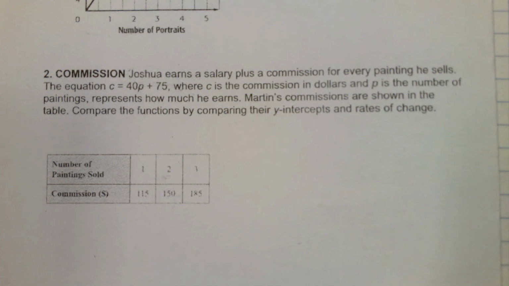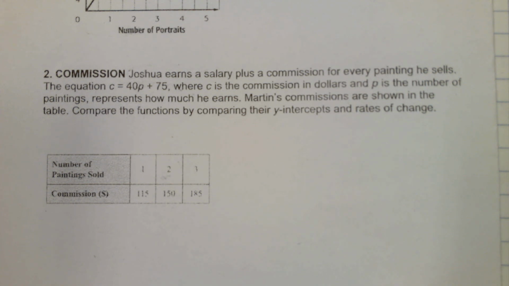Okay, so commission is when you make money from selling something. In this case, we have Joshua earns a salary plus a commission. So he earns a salary. That's just his normal pay. His normal pay is his salary. And then he's going to earn commission for every painting he sells.